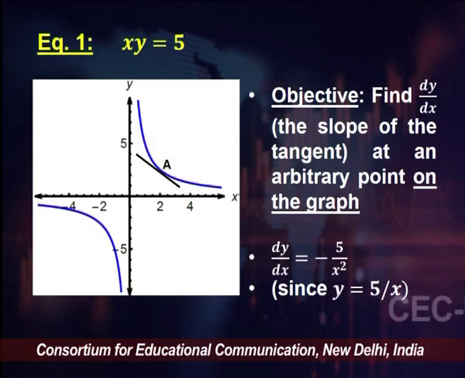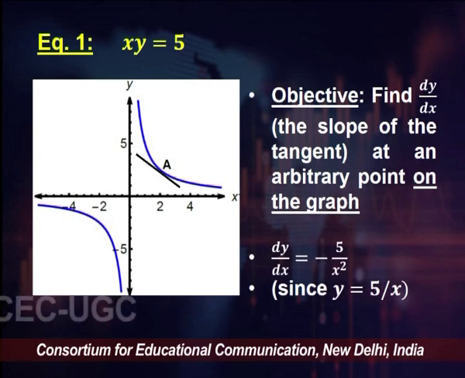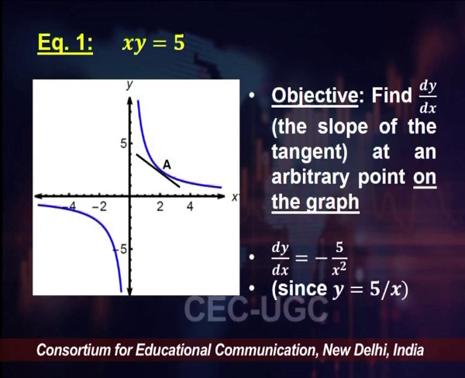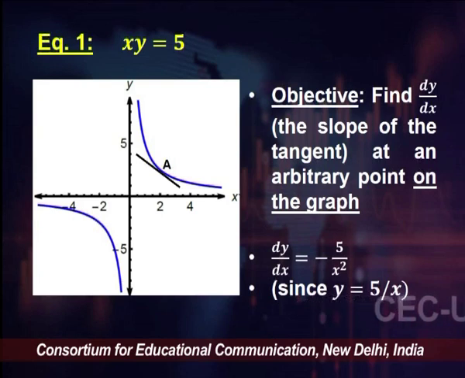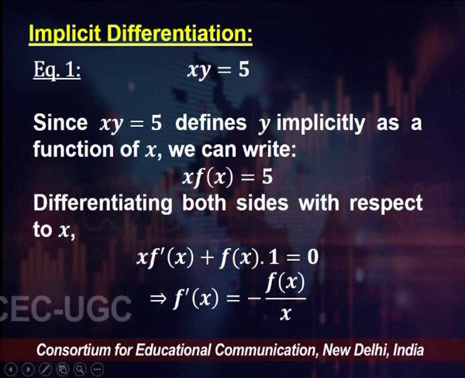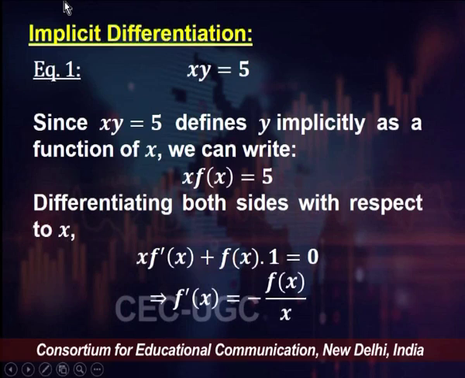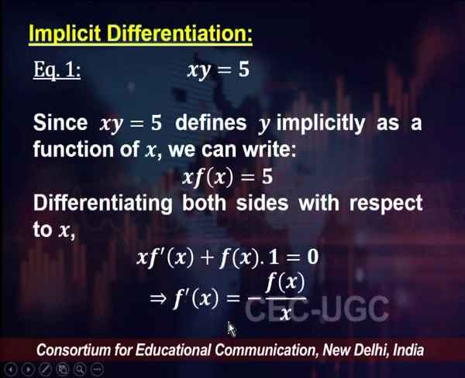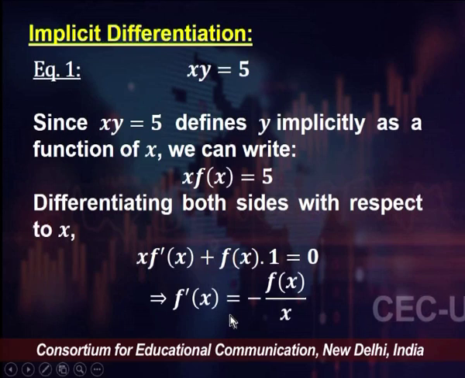But what the method of implicit differentiation is saying is that we do not need to, and sometimes we may not even be able to write a function in explicit form, and in that case we can use the method of implicit differentiation. So, let us see how this method works and how it helps us arrive at the expression for dy by dx.